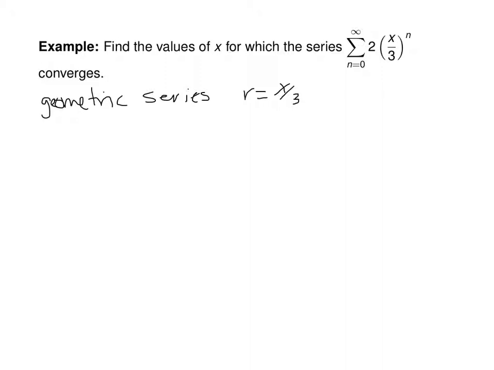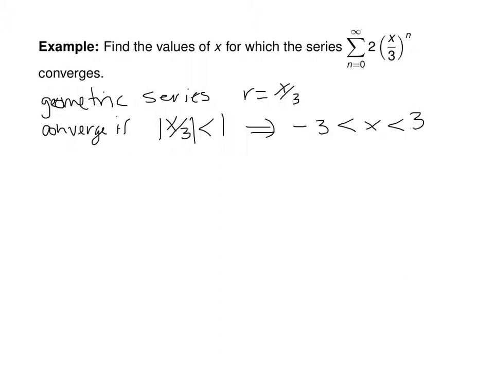And you know that this will converge if the absolute value of x over 3 is less than 1, which implies that -3 is less than x, which is less than 3. So it converges for x within that interval. Officially, we're also going to test -3 and +3, the endpoints. With geometric series, those are never going to work, but in the next case, we'll have one endpoint work and one not.